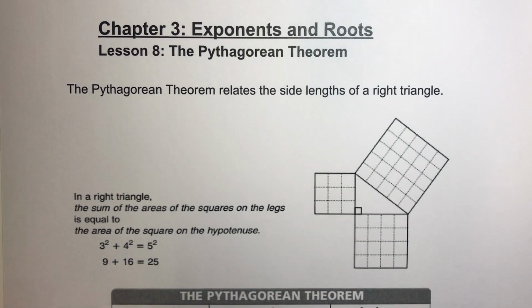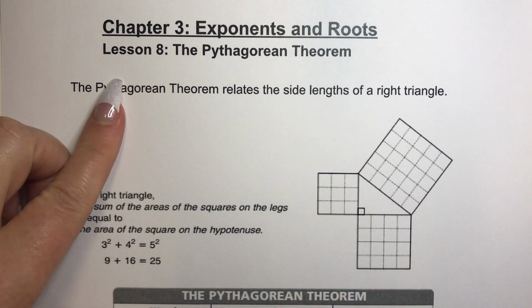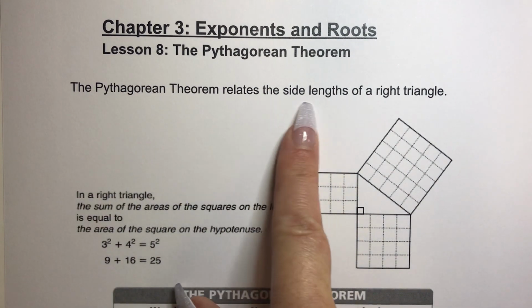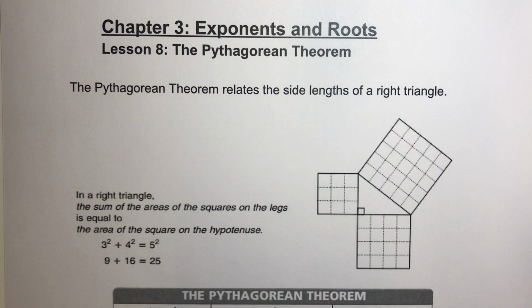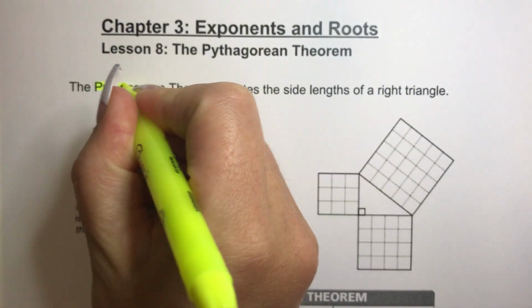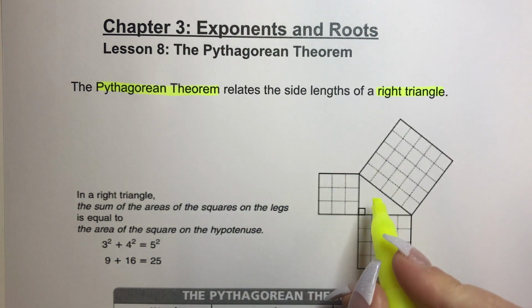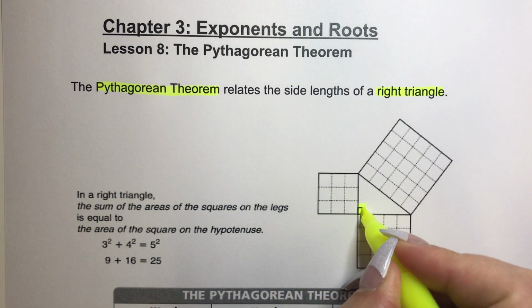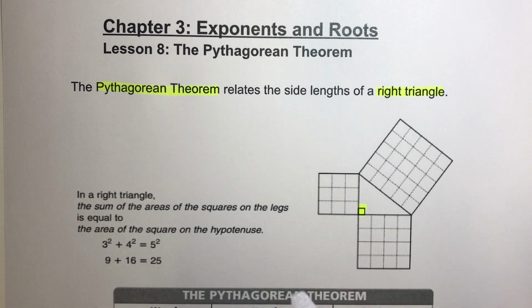All right, welcome back for Chapter 3, Exponents and Roots. Today we're discussing Lesson 8, the Pythagorean Theorem. The Pythagorean Theorem relates the side lengths of a right triangle. It's really important that we know this theorem only applies to right triangles. And right triangles, remember, have one angle which is 90 degrees, and that little mark right there signifies that it's 90 degrees.